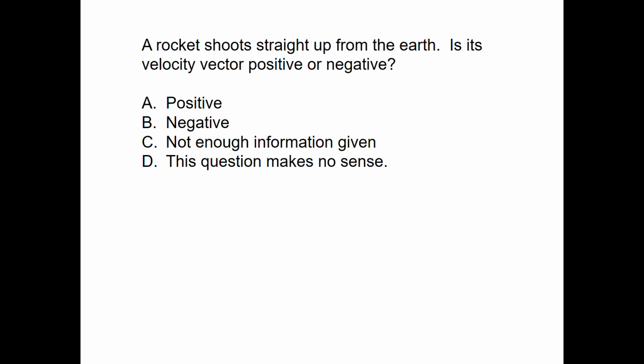For right now, I think I have a few voting questions and conceptual questions. So first, a rocket shoots straight up from the surface of the Earth. Is its velocity vector positive or negative? The answers are positive, negative, not enough information, or the question makes no sense.